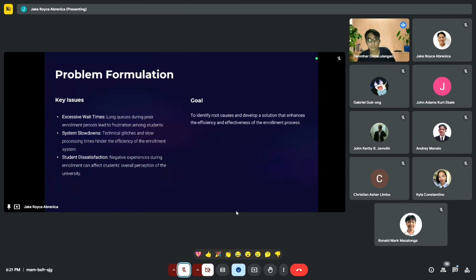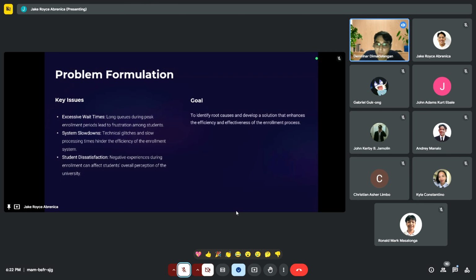Okay. Now, let's talk about the problem formulation. Here you can see the key issues: excessive wait times, system slowdowns, and student dissatisfaction. The enrollment process is the first step in students' academic journeys, but it's currently facing significant challenges. Excessive wait times during peak periods frustrate the students, affecting their experience. System slowdowns and technical glitches further delay the enrollment and create chaos, impacting both students and staff. These inefficiencies hurt the operational performance of the CCS department and, most importantly, lead to student dissatisfaction.